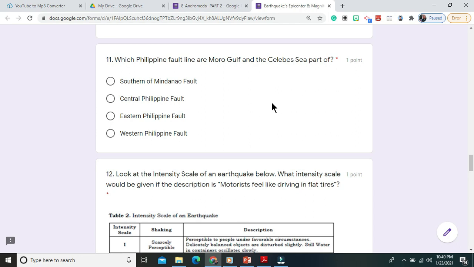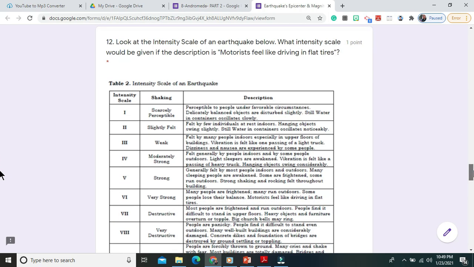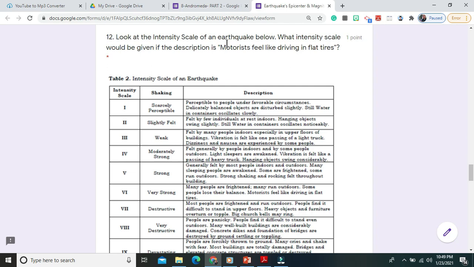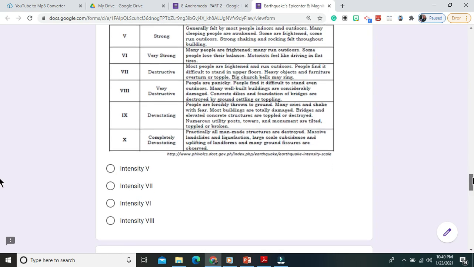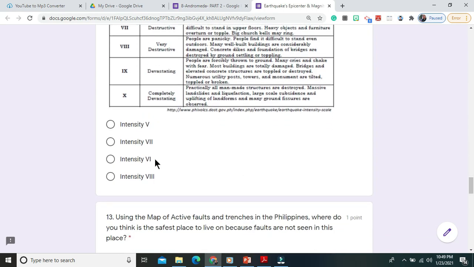Question number 11. Which Philippine fault line are Moro Gulf and the Celebes Sea part of? The correct answer is Southern Mindanao Fault. Question number 12. Look at the intensity scale of an earthquake below. What intensity would be given if the description is motorists feel like driving in flat tires? The correct answer is intensity 6.